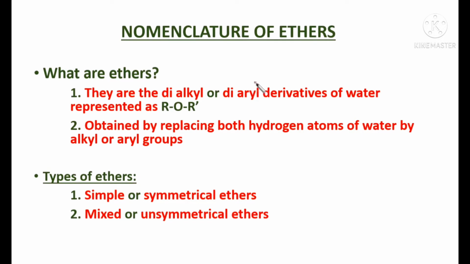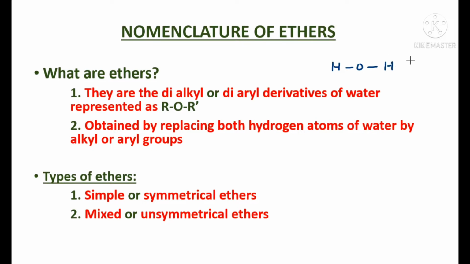Today we shall learn how to write the name of ethers by common as well as IUPAC system of nomenclature. Before starting, you should know what ethers are. Ethers are the dialkyl or diaryl derivatives of water, which is represented as ROR'. Actually, when you take water, HOH, and the hydrogen atoms are replaced by alkyl groups or aryl groups, we get ethers.